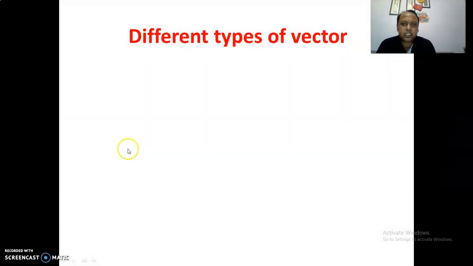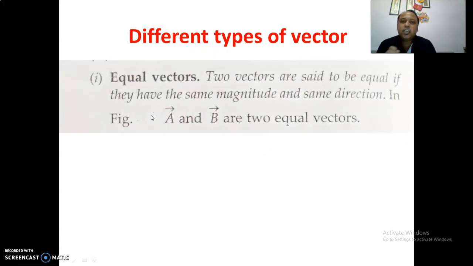So go through the video very carefully and see to it that every portion of the video is clear. We are going to discuss different types of vectors. So let us see what are the different types of vectors. The first vector that we are going to discuss is equal vectors.